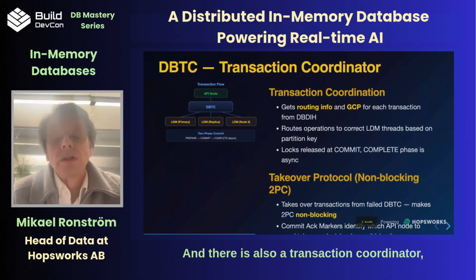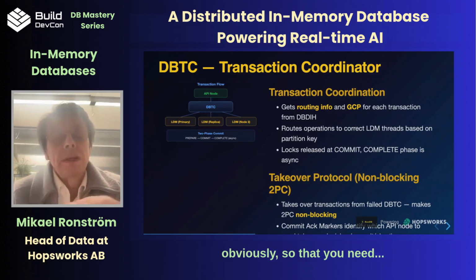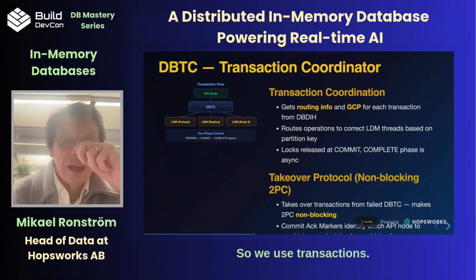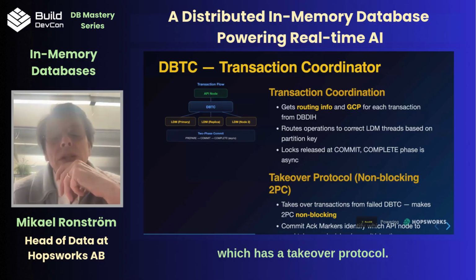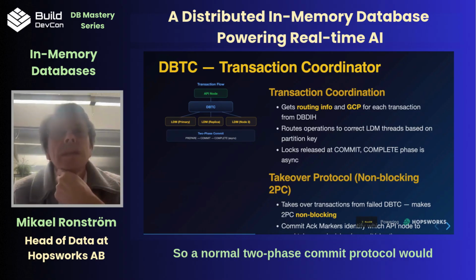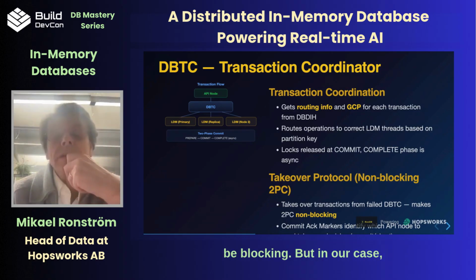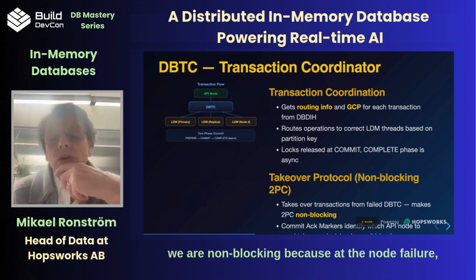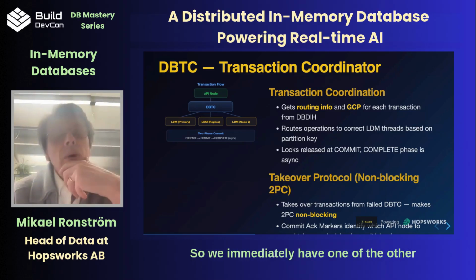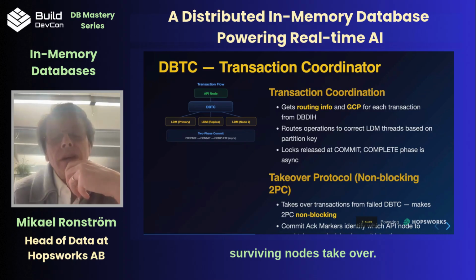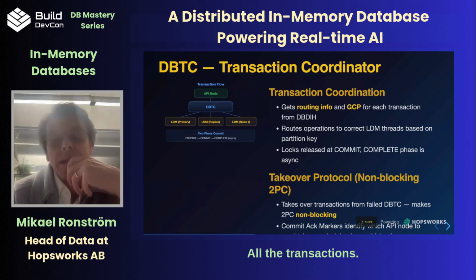And there is also a transaction coordinator, obviously. It's a distributed system, so we use transactions. And we have a two-phase commit protocol, which has a takeover protocol. A normal two-phase commit protocol would be blocking, but in our case, we are non-blocking because at node failure, we start a takeover protocol. So we immediately have one of the surviving nodes take over all the transactions.